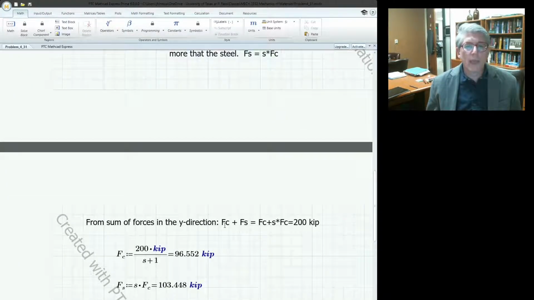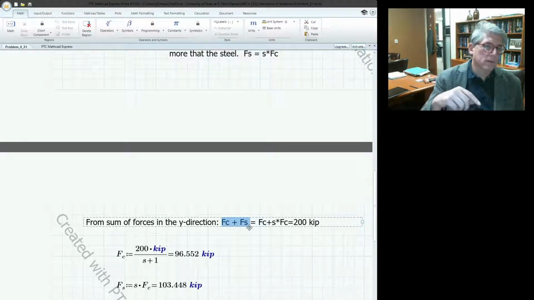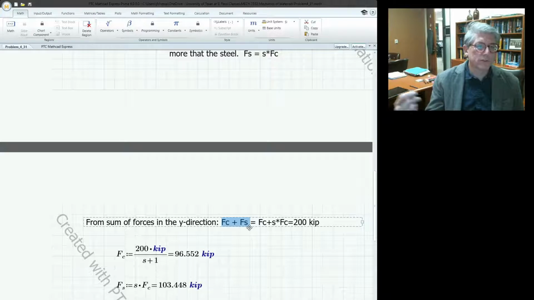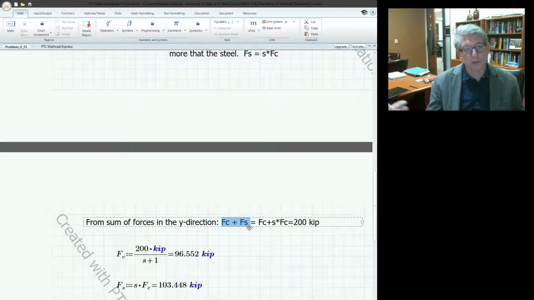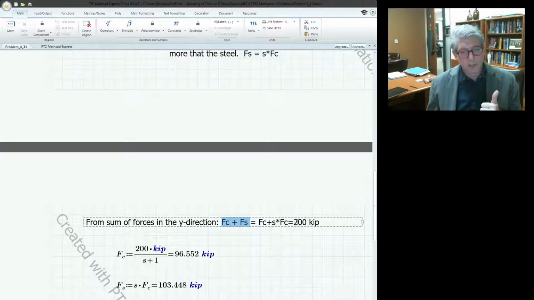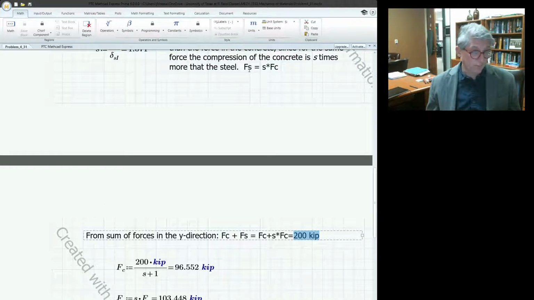Again, I'm writing this out in Mathcad as a note. You can do this on a piece of paper, but I put it in a note so that you can see it. We know from the sum of forces that the force in the concrete plus the force in the steel has to equal 200 kips. Now I'm going to substitute in: force in the steel is S times force in the concrete. So this is now equilibrium.